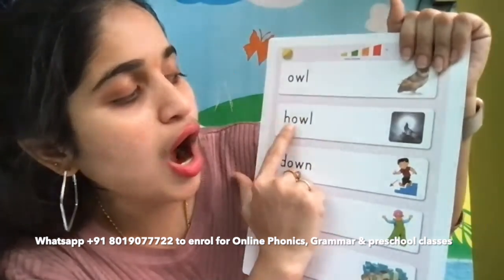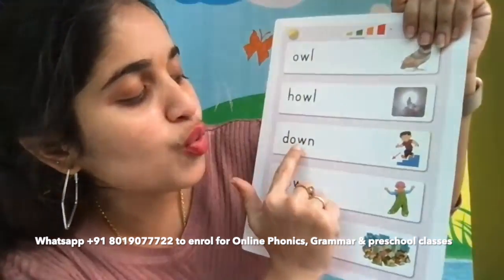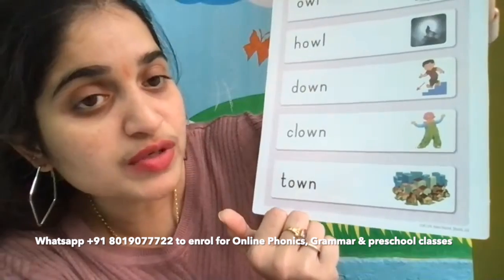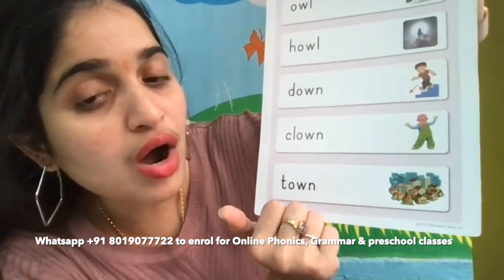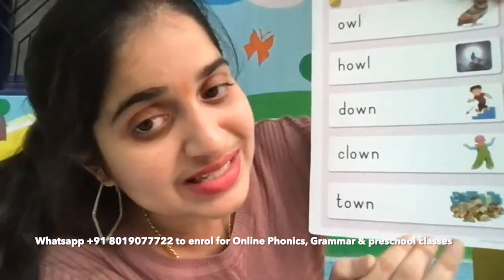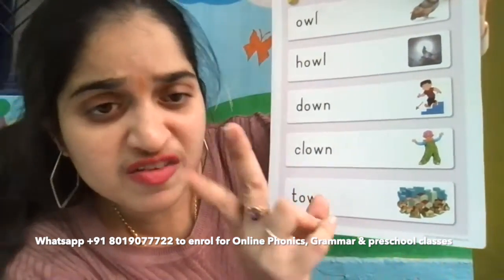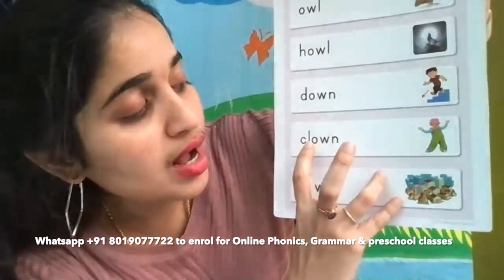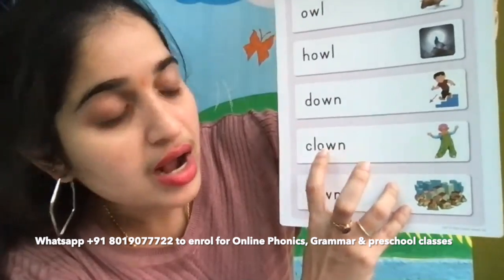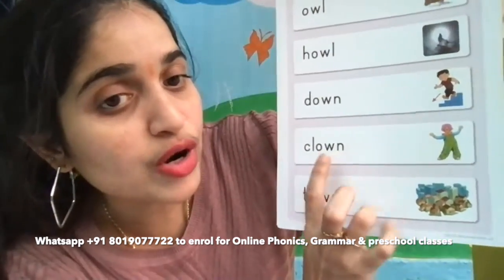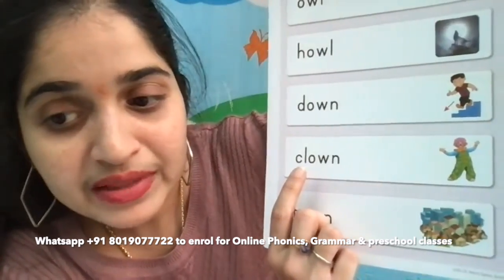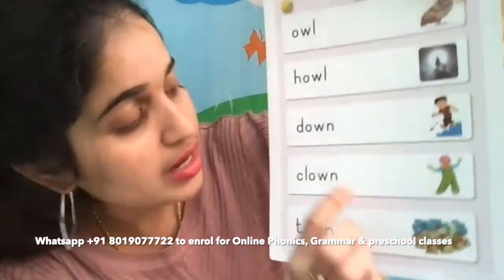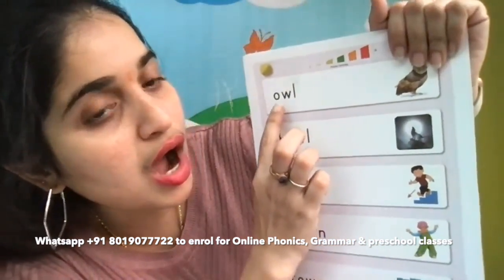Owl, howl, down, clown, town. OW is nothing but ow. These are called gliding vowels. That means you have to make the sound of both the vowels. A, w, a, w. Cla, own, clown. Come on, repeat it and try along with me. Ta, own, ha, owl, owl.